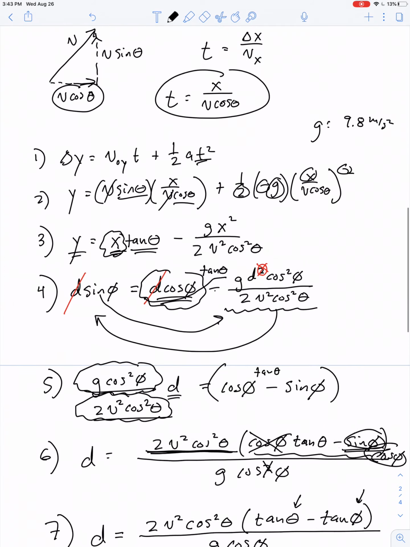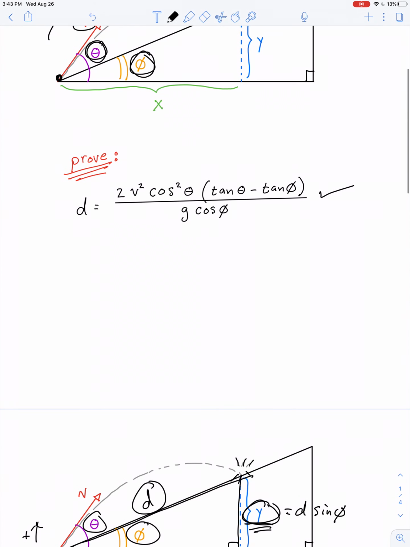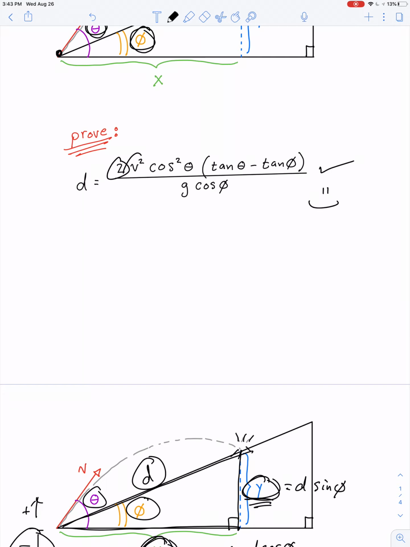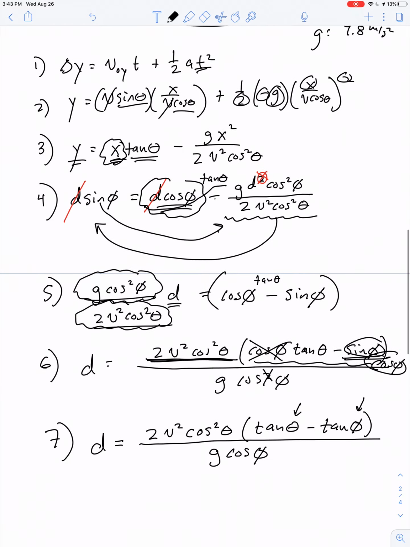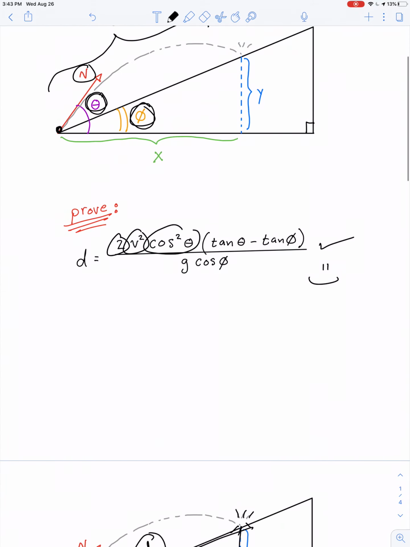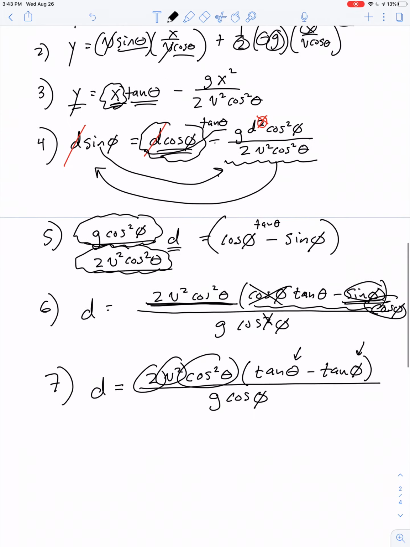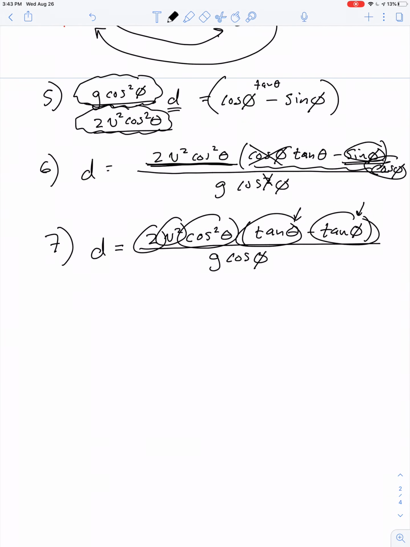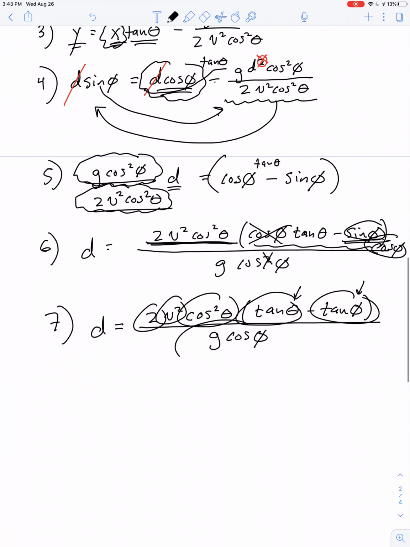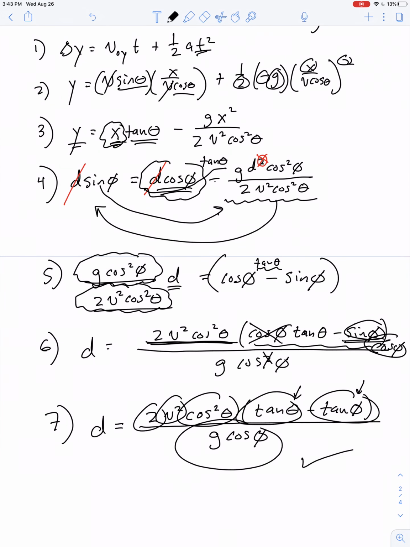Okay, is that what we were trying to prove? Yeah. We've got it. That's the expression we were after. 2v squared cosine squared theta, tangent theta minus tangent phi, all over g cosine phi. Yep, nailed it. Sorry about this mistake with the tangent theta being left out. Hopefully you got that.